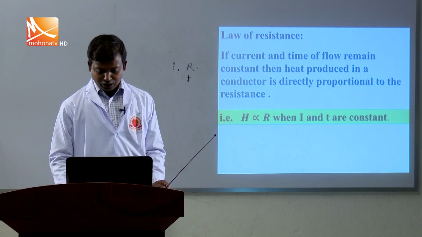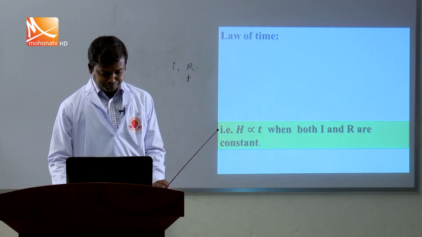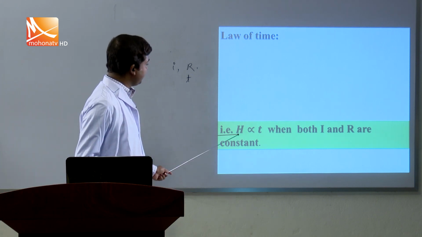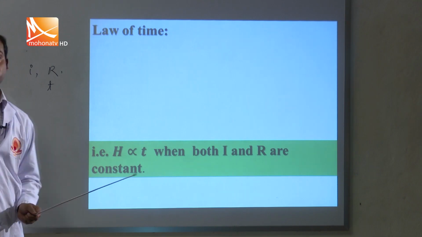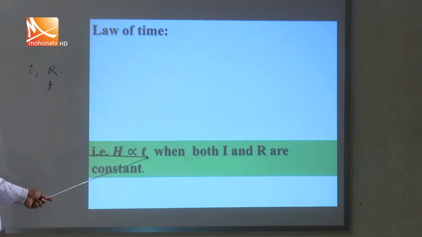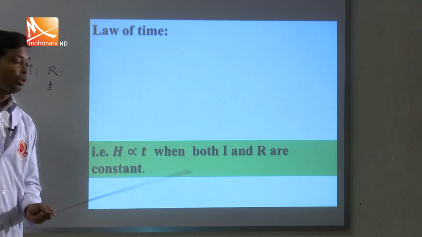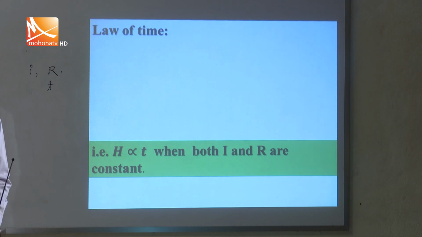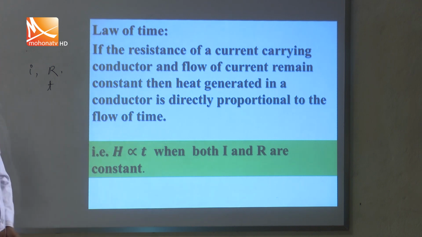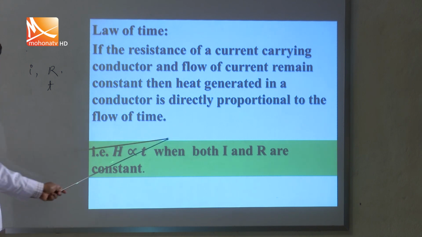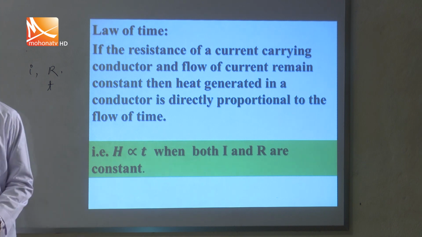And number 3, that is the law of time. In this law, you know that heat is directly proportional to the time. That means the more time you conduct electricity, the more heat will be produced when I and R both remain constant as before. So, what will be the language of the third law of Joule? If the resistance of a current carrying conductor and the flow of current remain constant, then heat generated in a conductor is directly proportional to the flow of time. Basically, this is the summarized form. You can write from this equation if you bear it in mind.